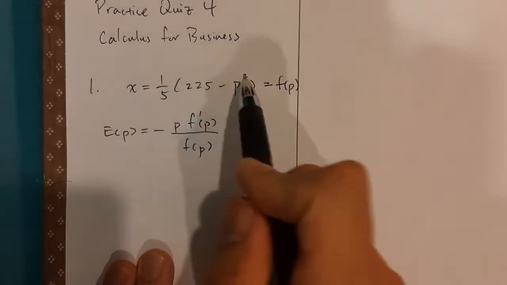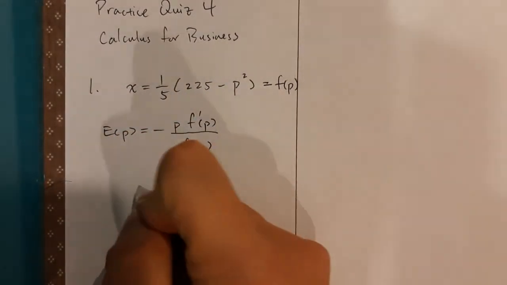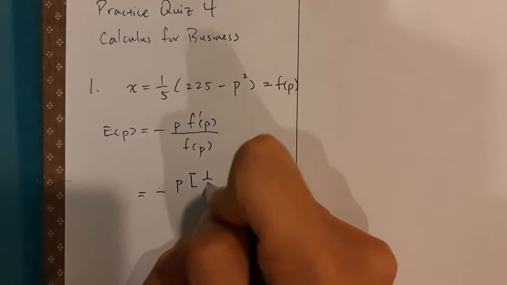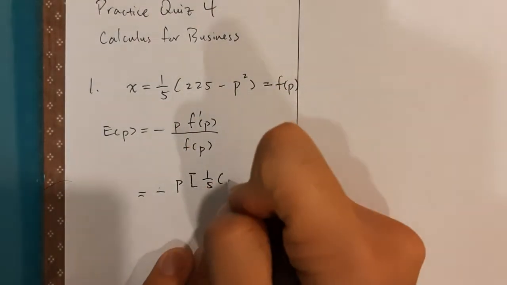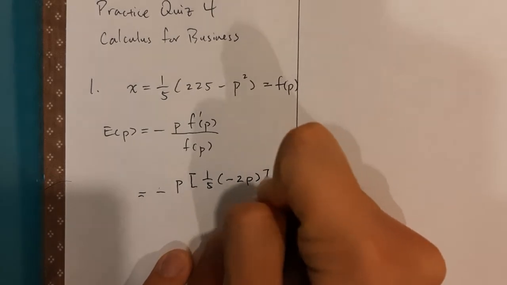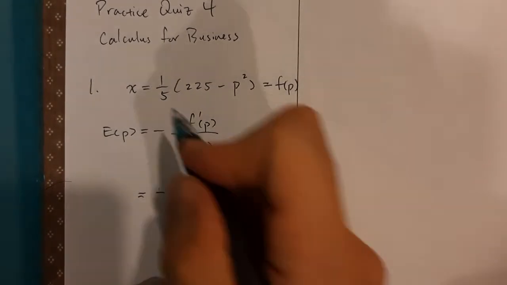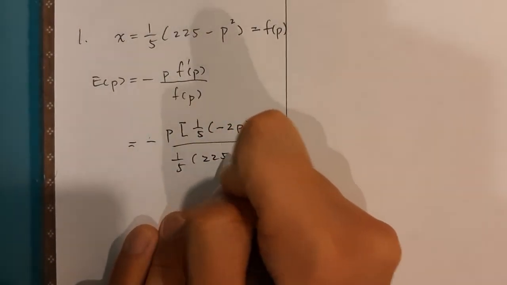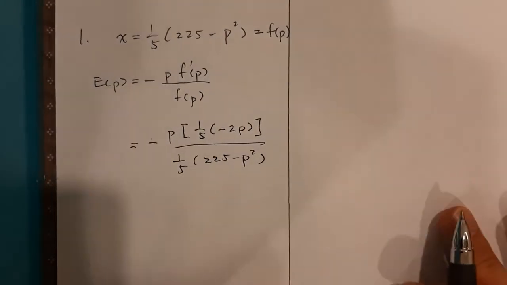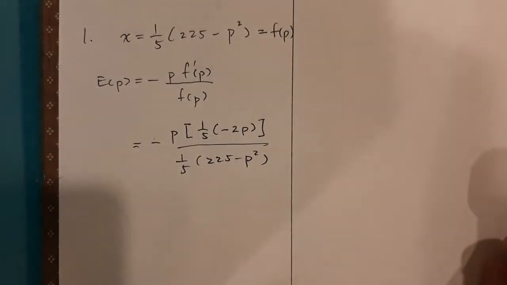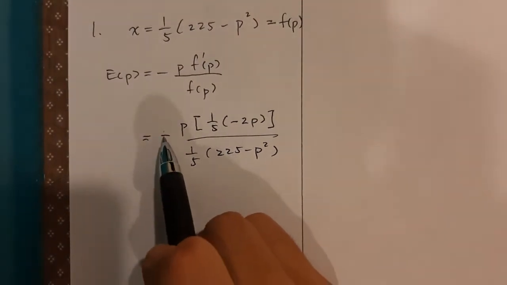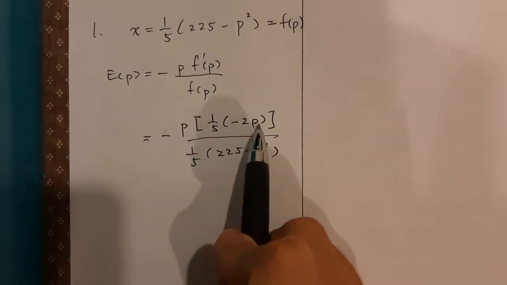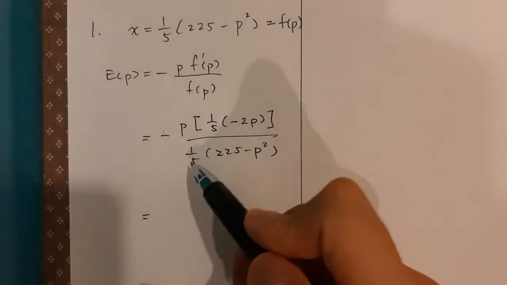So we need to take the derivative of this function. We have a negative P times 1/5, and the derivative would be a negative 2P. And then we copy f of p over. We have 1/5 times 225 minus p squared. Next step is to simplify it. So here we can see we have -1 times -1. We also have a 2p squared, and the 1/5 will cancel.